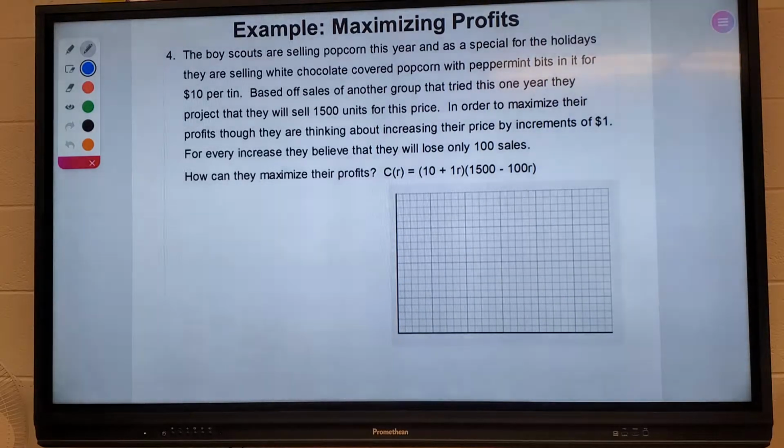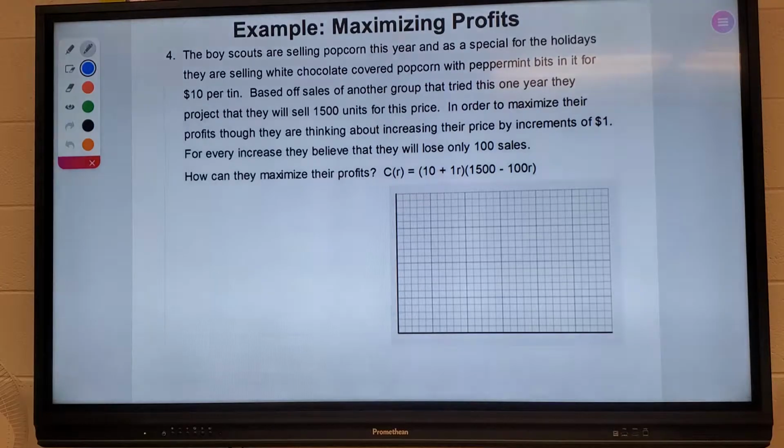In order to maximize their profits, they were thinking about increasing the cost of these tins in increments of $1. So they're not going to charge things like 50 cents. They're going to say it's $11 or it's $12. Okay, but again, we'll use this as a marker.